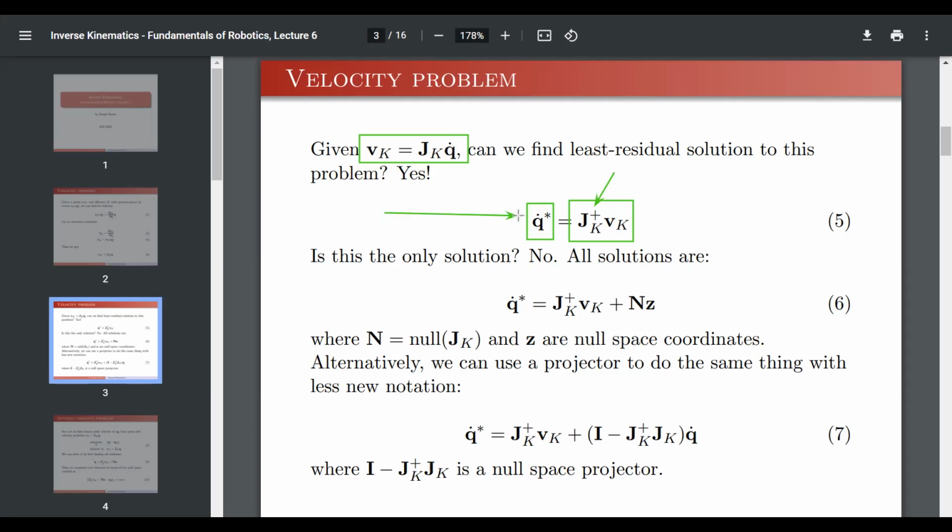So this expression here, expression 5, gives us one solution.